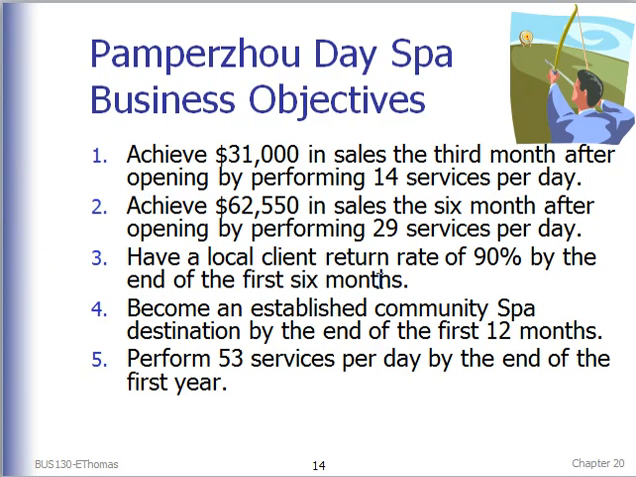Number 3 is a little bit harder to measure. We're not quite sure how you measure that. We also understand from an industry perspective that the 90% return rate is very high, so that may be difficult for a brand new business to achieve. We're not sure how you would measure becoming an established community spa destination, so we want that goal to be written a little bit better. And then of course here's a very specific goal, and while it's aggressive, it's a well-written goal.